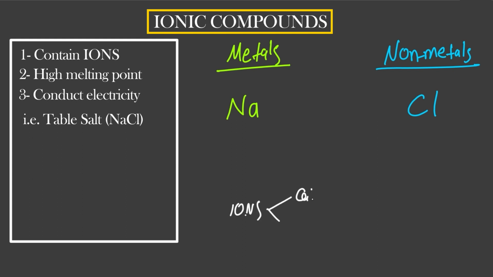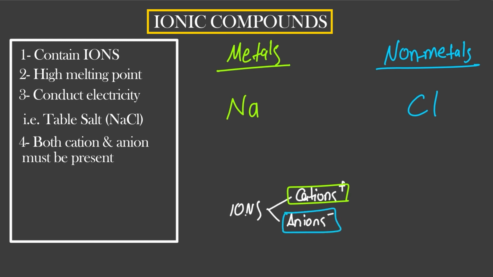Ions are made up of two types, the cations and the anions. Cations are positively charged. Anions are negatively charged. The first rule for an ionic compound is that both of these types of ions must be present to form an ionic compound. That means an ionic compound cannot contain only anions or only cations, because the net charge of a compound must be 0, and we need both of these types to make this balance.